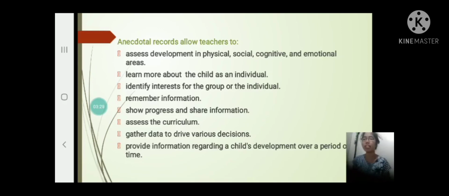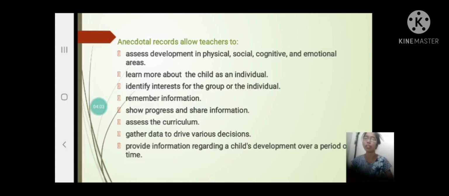Anecdotal record allows teachers to assess development in physical, social, cognitive, and emotional areas. Kasi nga, di ba doon nga, nag-observe tayo, for example, doon sa pinakita kong kwento nitong ni Rosa na interested siya doon, doon natin malalaman kung ang bata ba is physically fit, marunong ba siya makipag-socialize, kung ano yung capacity ng kaalaman niya, kung siya ba ay may mental health issue o wala. Learn more about a child as individual.